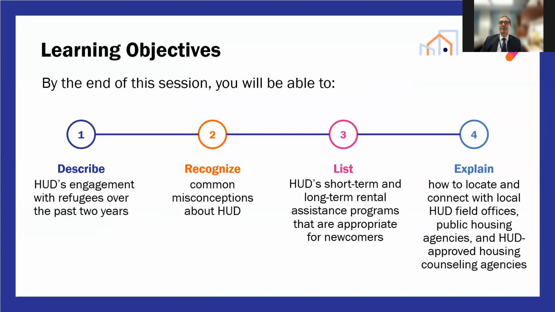So here we have the learning objectives for the session. By the end of the session, you're going to be able to describe HUD's engagement with refugees over the past 2 years, recognize common misconceptions about HUD, list HUD's short-term and long-term rental assistance programs that are appropriate for newcomers, and explain how to locate and connect with local HUD field offices, public housing agencies, and HUD-approved housing counseling agencies. Next slide.